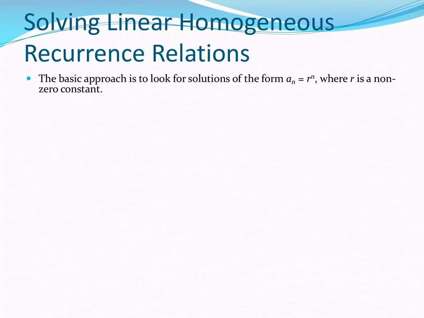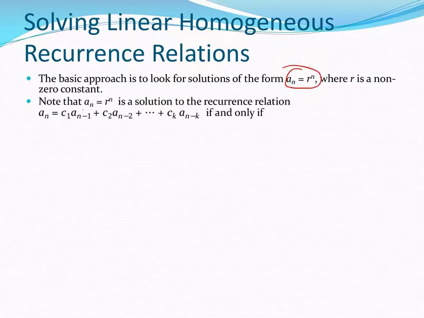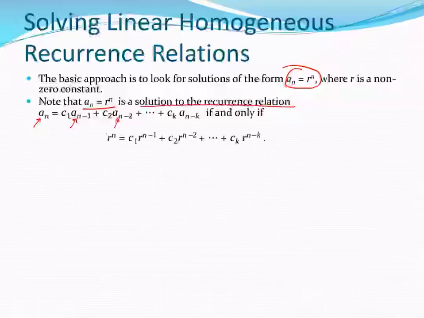All right, if we want to solve a linear homogeneous recurrence relation, we're going to look for solutions. a sub n equals r to the n power is a solution to the recurrence relation if and only if, where we substitute r, here we get r to the n, here we get r to the n minus 1, here we get r to the n minus 2. So it has to satisfy this equation. So I just substitute r to the n here for a sub n, r to the n minus 1 for a sub n minus 1, and so forth.